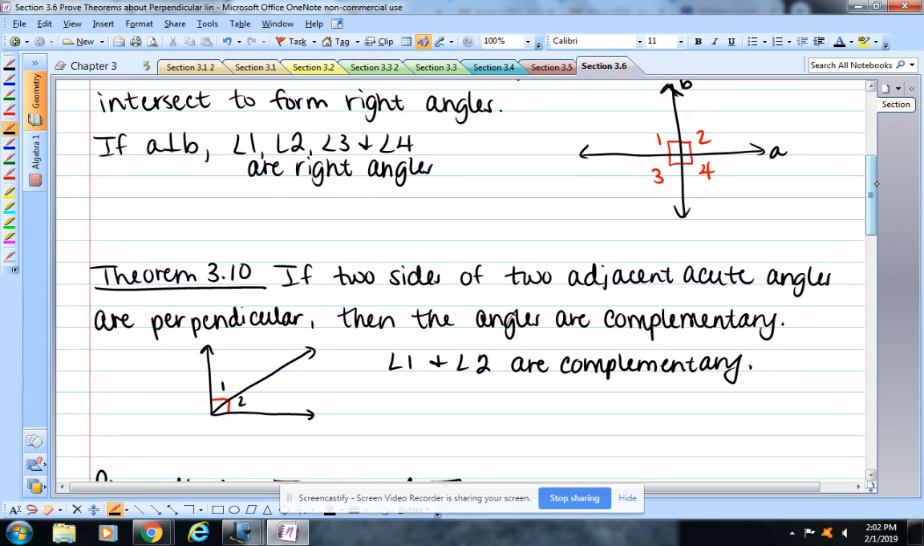What does complementary mean? Okay, so if I know that these two are perpendicular lines, and these two are acute angles that are adjacent to each other, then together they make 90 degrees. They're complementary. Again, this one's kind of stating the obvious, but we're going to use this one a little bit to do some algebra to find some angle measures. Okay, so that was theorem 3.10.